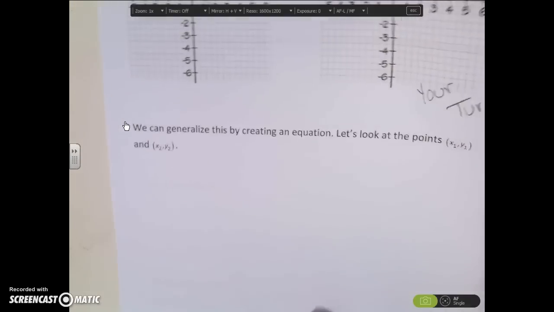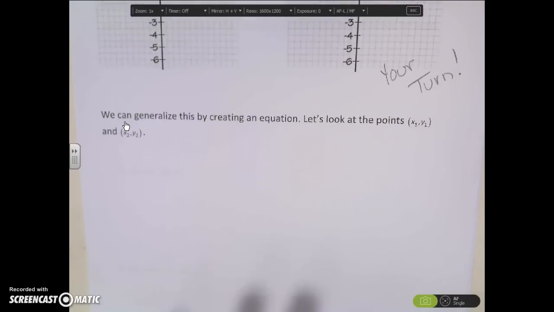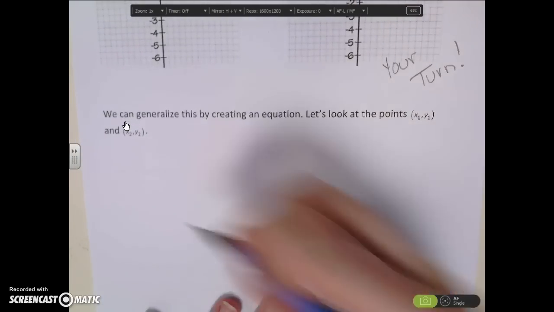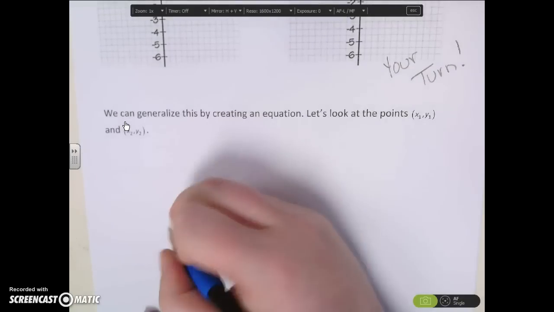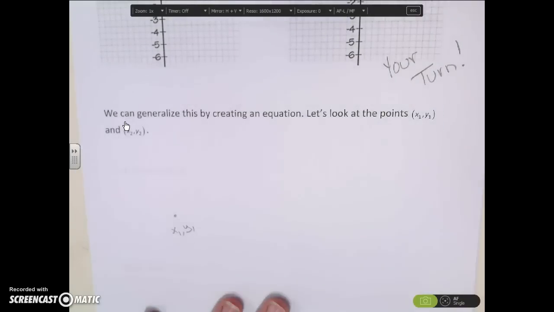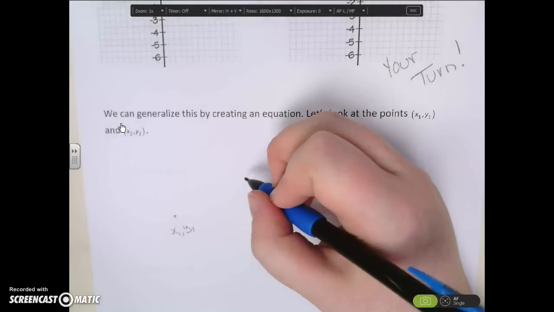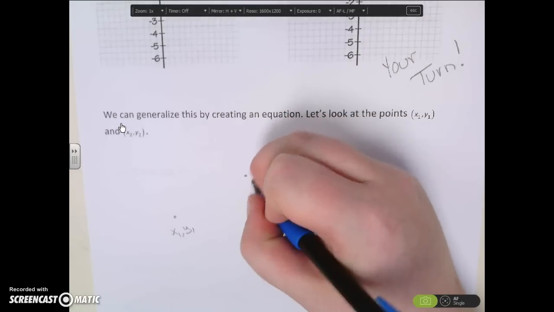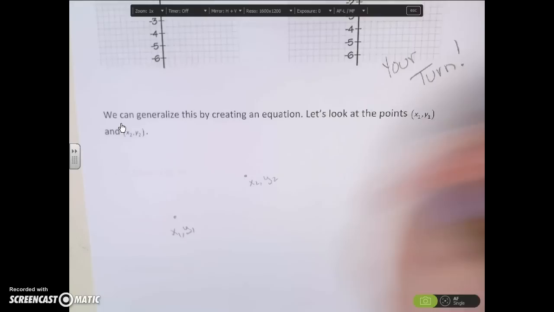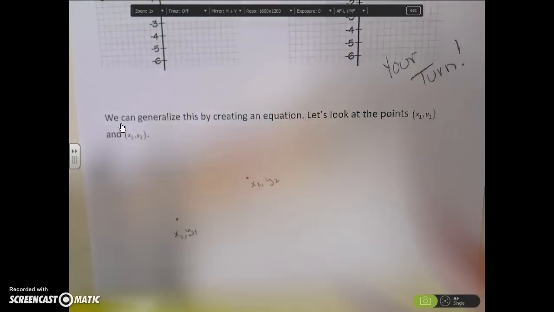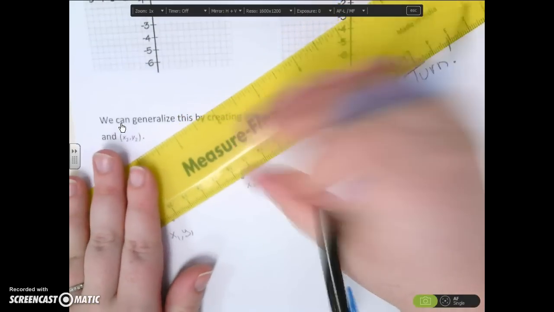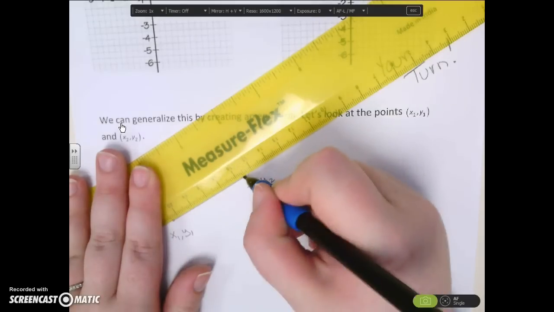And let's talk about how we could generalize this. Now let's say I've got 2 points x1, y1, and another point up here, x2, y2. And let's say I want to find the distance between the 2 points.